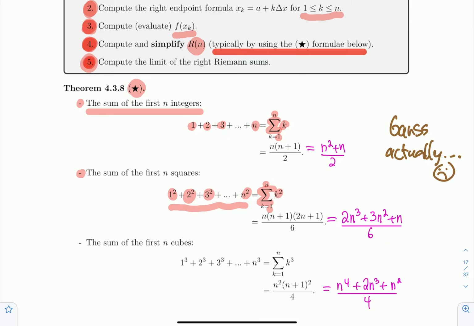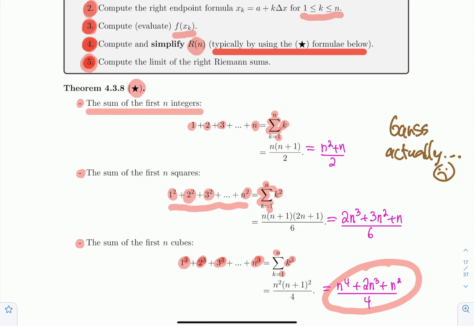Another formula that we will use in our examples is the sum of the first n cubes. So if you want to add 1 plus 8 plus 27 plus etc. all the way up to n cubed, if you're summing all k cubes from the first one to the nth one, it's n squared times n plus 1, all that squared, divided by 4. If you FOIL it, that's the same thing as n to the fourth plus 2n cubed plus n squared divided by 4.